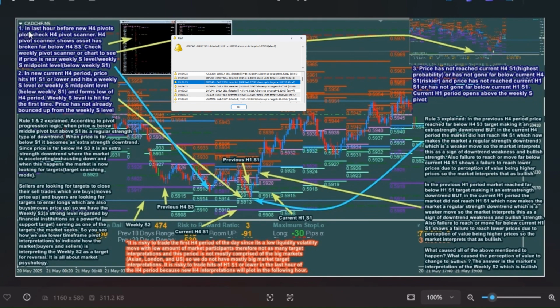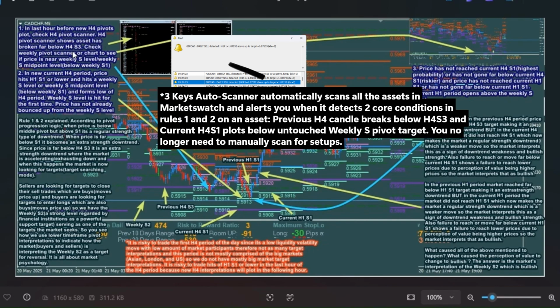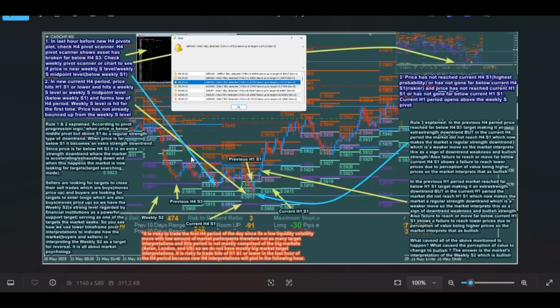Rule number 1. In the last hour before new H4 pivots plot, check the H4 pivot scanner. The H4 pivot scanner shows the asset has broken far below H4 S3. Check the weekly pivot scanner or chart to see if price is near a weekly S level or weekly S midpoint level below weekly S1. So here you have an arrow pointing to price moving down and breaking far below the H4 S3, okay?